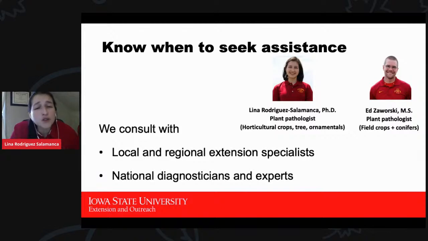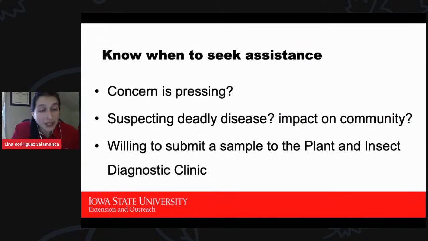You have wonderful resources at your county offices, extension horticulturalists that may be able to help, and master gardeners that are experienced and very well-trained and comfortable to do some diagnostics, as long as it's a cosmetic problem that is not going to have an impact on your community. But if the concern is pressing, or you're suspecting a deadly disease that is going to have a long-term impact on your yard, city, community, or park, do get in touch with us. Do get in touch with the DNR if there's someone in your area that can help you out.